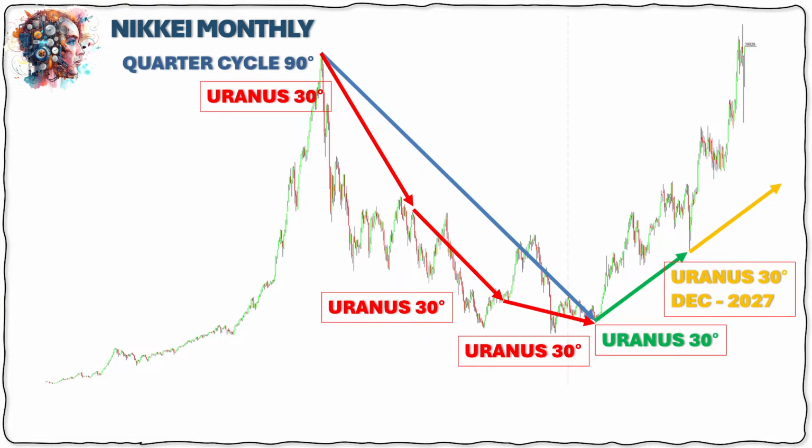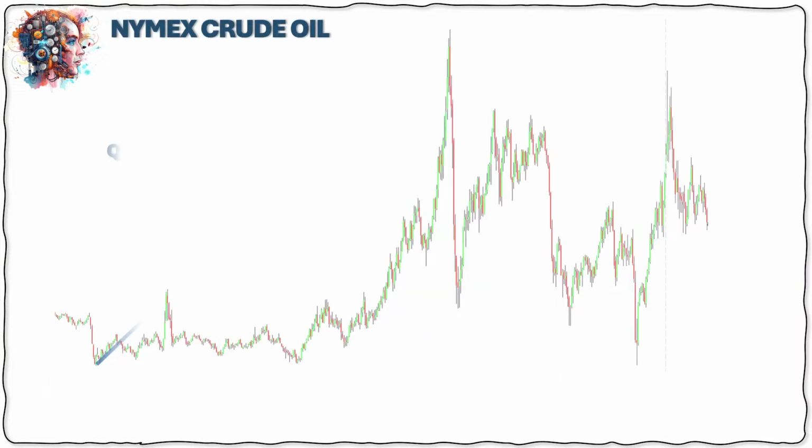Then the next 30 degrees of Nikkei will come in December 2027. What will it post here? It will post a bottom. I will take all these charts and I will take my tool and measure it and show it to you. Alright, so you see December 2027 you will have a bottom in the Nikkei. I don't care what it is doing now.